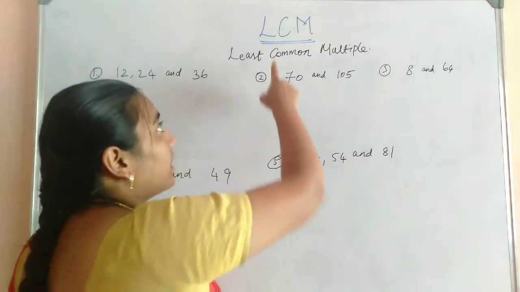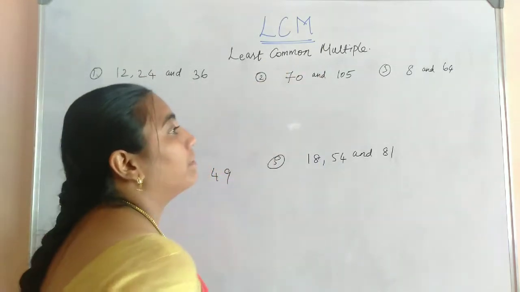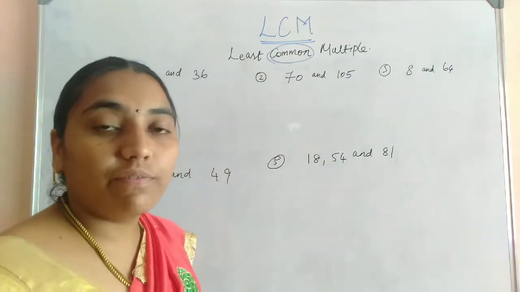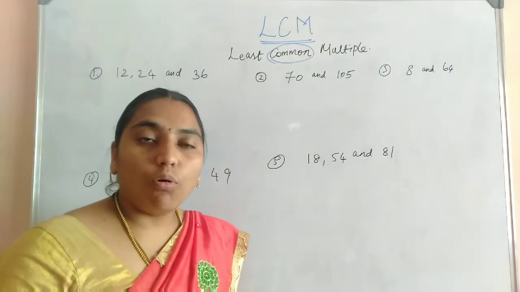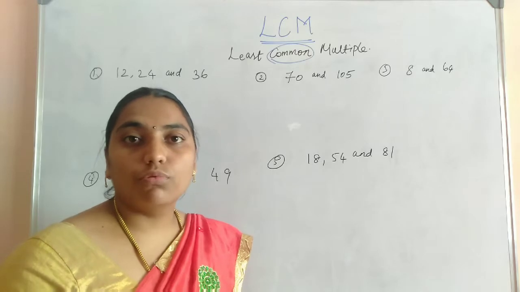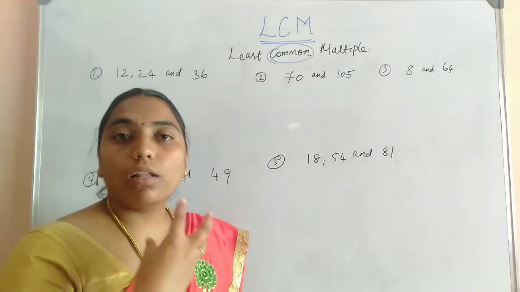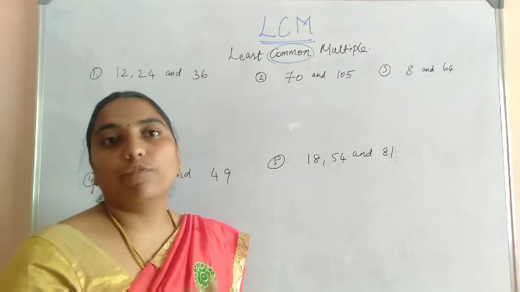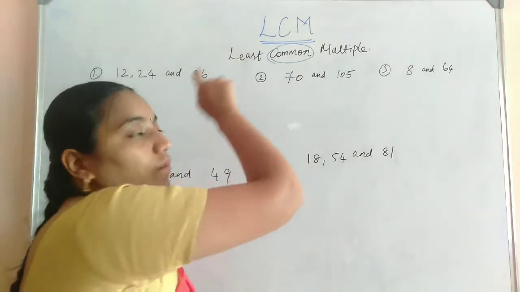Okay, what is meant by LCM? Least Common Multiple. This word "common" is a keyword, a very important word. How many numbers will they give? Maybe 2, 3, 4, 5. All the 5 or all the 3 or all the 2 should have the common factor. First we have to check this word only.